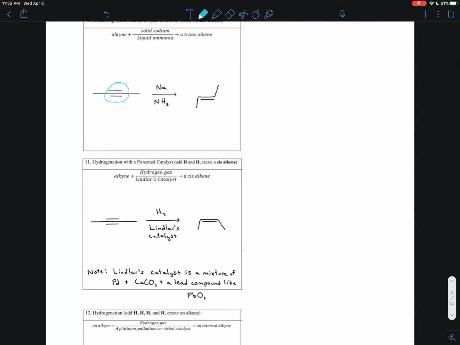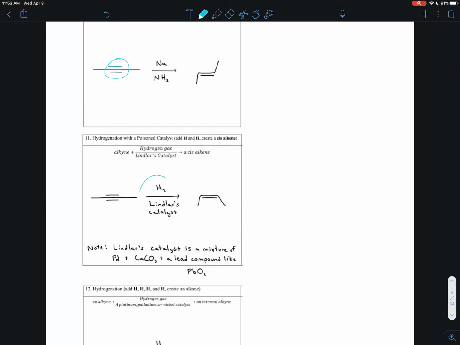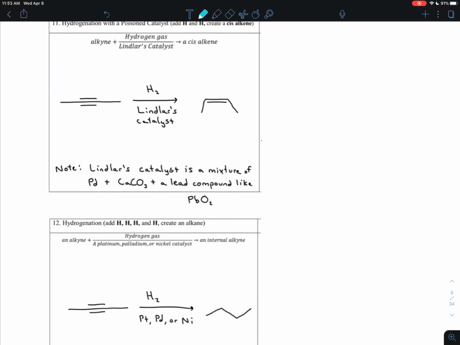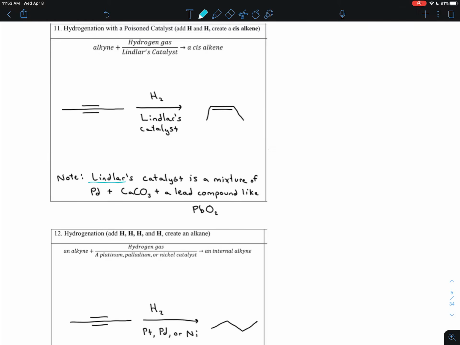To get a cis alkene, you would use hydrogen gas, but you'd use what's called a poisoned catalyst. Now, the most common one of these is Lindlar's catalyst, named after the scientist who developed it. Lindlar's catalyst is a combination of the palladium that you might remember from the hydrogenation of alkenes, but it's poisoned with a little calcium carbonate, that's basically chalk, and a lead compound like lead 4 oxide, PbO2.